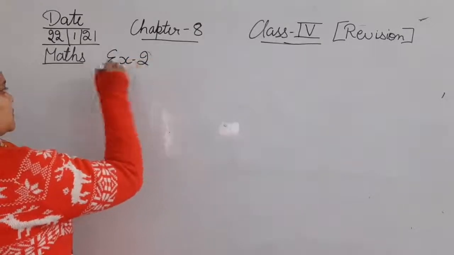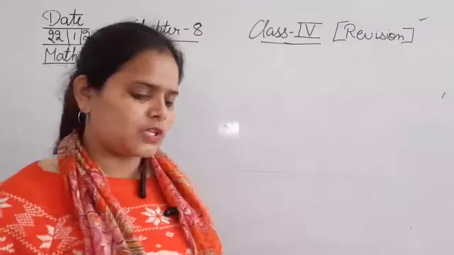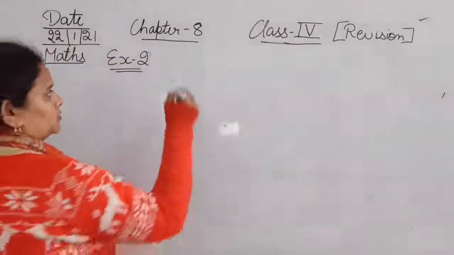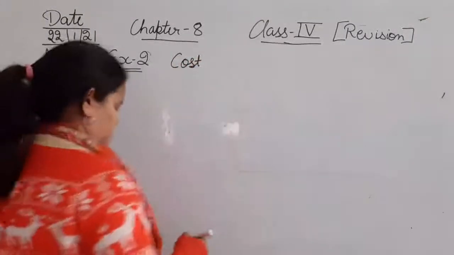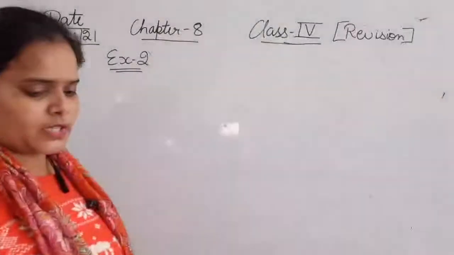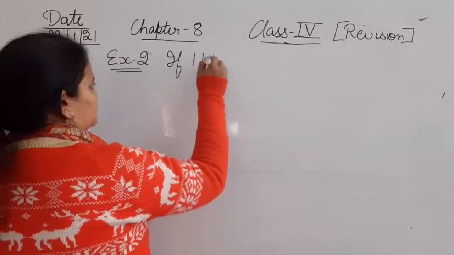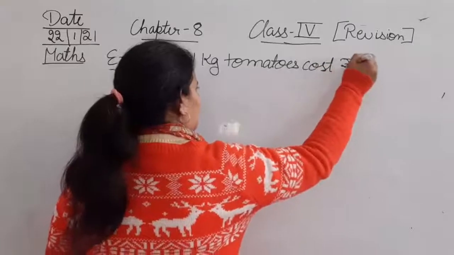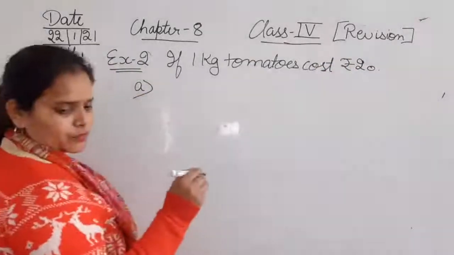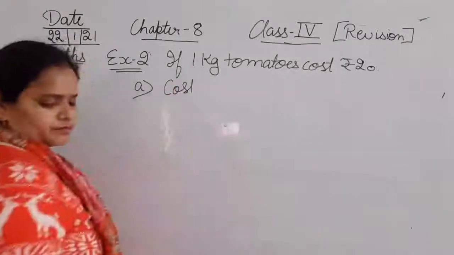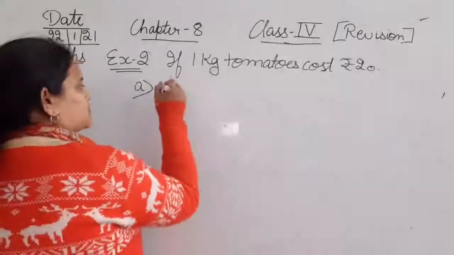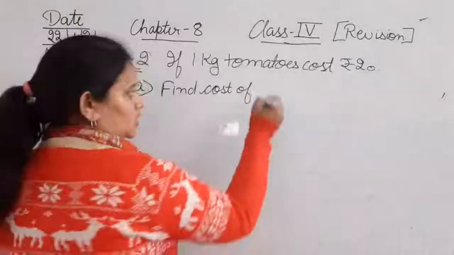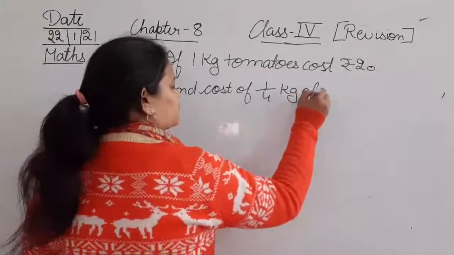Example number 2. In example number 2, if 1 kg tomatoes cost ₹20, find the cost of 1/4 of tomatoes. See, what is the question given? If 1 kg tomatoes cost ₹20, what do we have to find? First we will find this part. We have to find the cost of 1/4 kg of tomatoes.